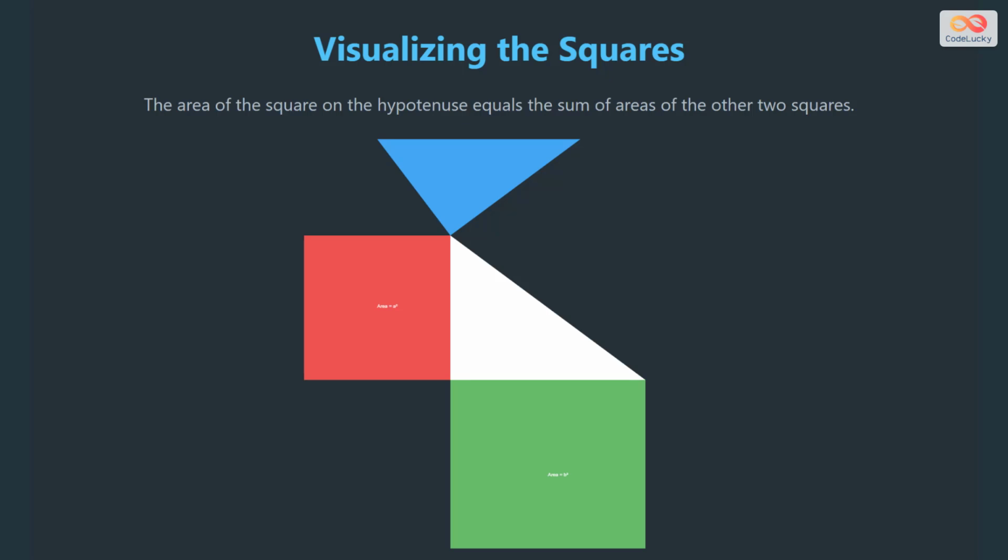To really understand this, imagine physical squares attached to each side of the triangle. The red square has an area of a squared. The green square has an area of b squared. The blue square on the hypotenuse has an area of c squared. The theorem tells us that if you cut up the red and green squares, their pieces would fit perfectly to cover the blue square.